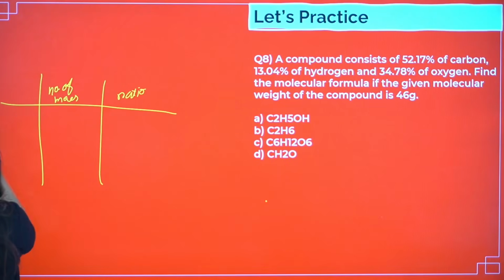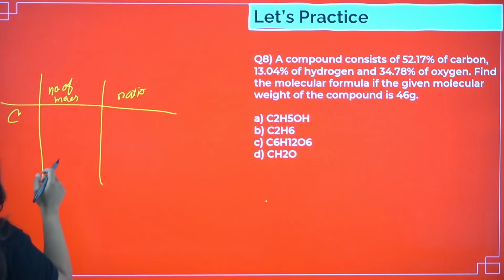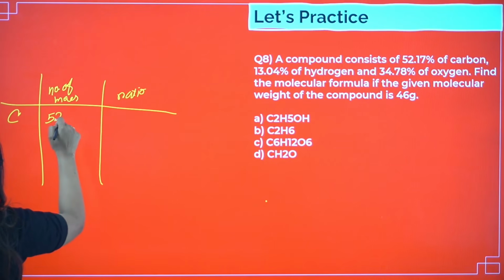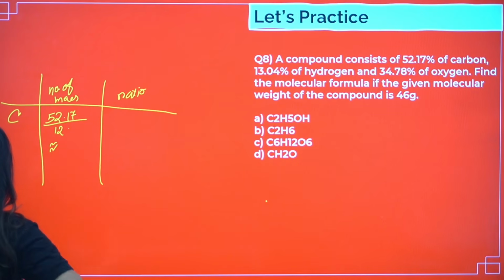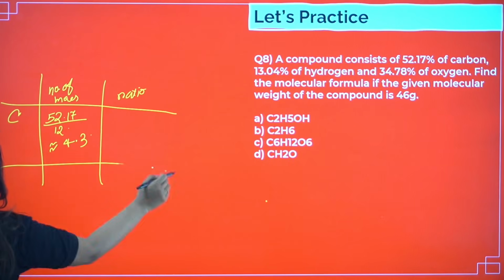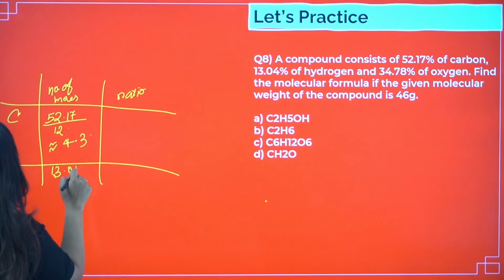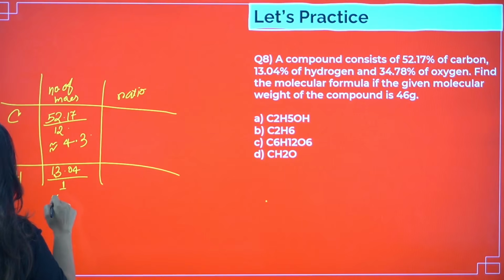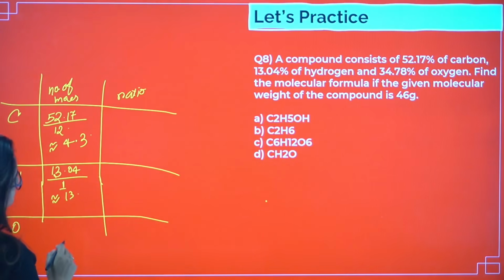First thing is carbon. How much are they saying? 52.17%. So what I have to do? 52.17 divided by the molecular weight, 12. It will come up to be something like 4.3. Next I will go for hydrogen. How much hydrogen did they give? 13.04. If I divide 13.04 with 1, it will almost give you the same thing, 13. I'm just taking it as the simplest ratio. So hydrogen and oxygen. Oxygen, how much is it given?